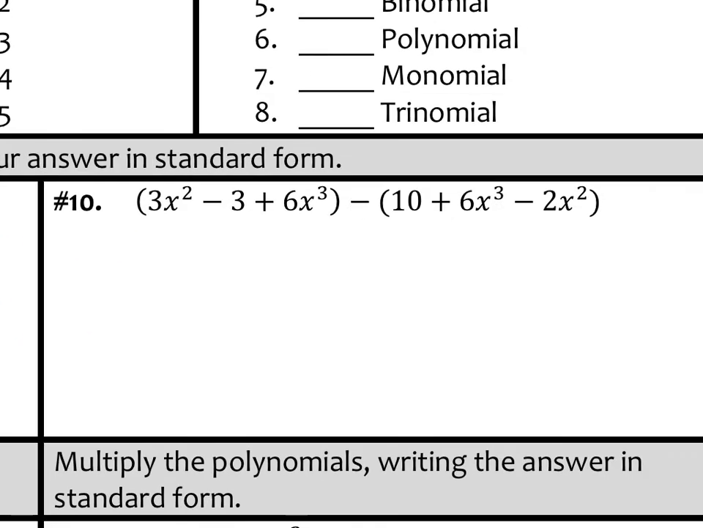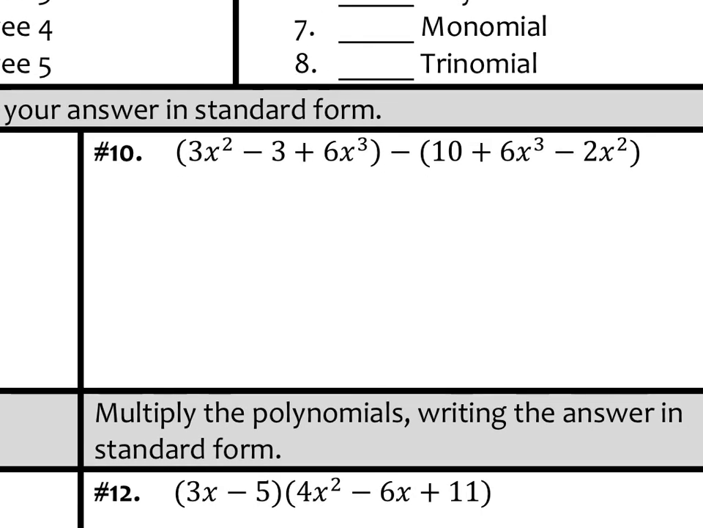Number 10. We are subtracting this time. So we treat subtracting a lot like there is a negative 1 in front of our second parentheses. So we are going to distribute that negative 1 times those other 3 terms. That makes this a negative 10, a negative 6x cubed, and a positive 2x squared. Our first polynomial stays exactly the same because there's nothing in front of it to multiply.